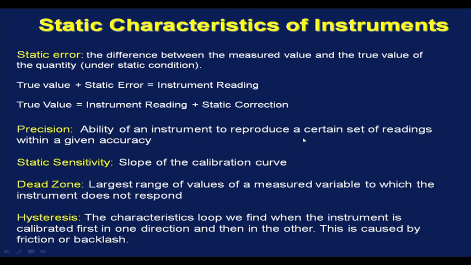Precision is the ability of an instrument to reproduce a certain set of readings with a given accuracy. This instrument can have high precision, low accuracy. It can have poor precision, poor accuracy, and so on and so forth.